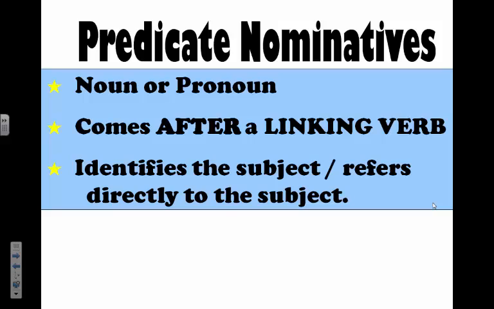Remember, direct objects and indirect objects came after action verbs. Predicate nominatives identify the subject or refer directly to the subject or rename the subject. Those are different ways of thinking about what a predicate nominative's function is in a sentence. So it's a noun or pronoun, comes after a linking verb, renames, identifies, refers to the subject of the sentence.